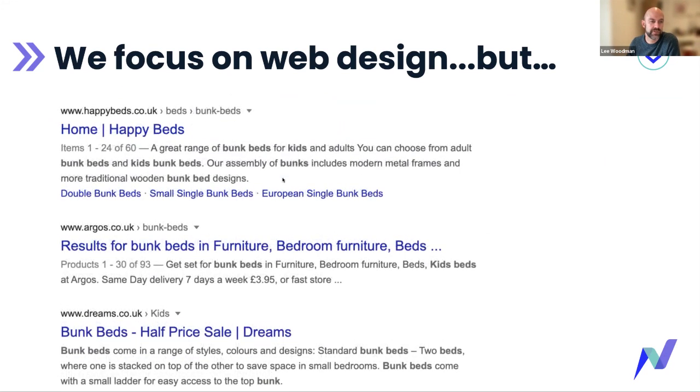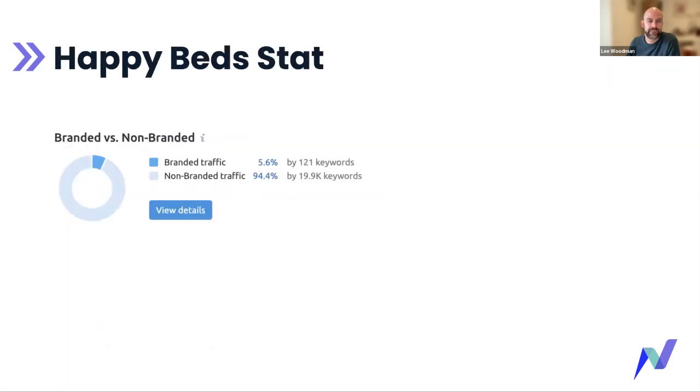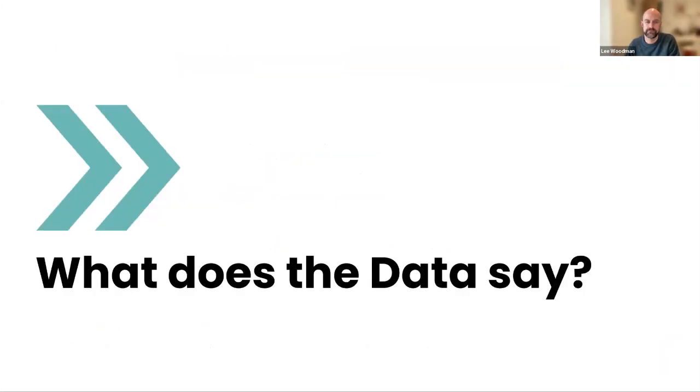We touched on that bit. 95% of their traffic that arrives at their website is not using Happy Beds as a brand search term. It'll be something like bunk beds, kids bunk beds. So 20,000 search terms are driving traffic to their website. They've got all of these fishing hooks, hooking people back.